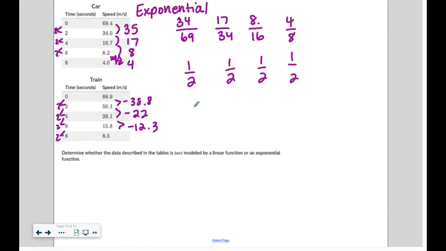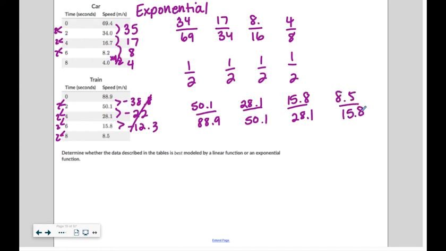So, but you want to be careful. It doesn't have to be exponential. I'm just asking you if it's linear or exponential. This one is not, so I'd be looking at the ratio. So I'd do 50.1 over 88.9, 28.1 over 50.1, 15.8 over 28.1, 8.5 over 15.8. Now this one I use the exact numbers, but I could round. I could do 50 and 89. I could do 28 and 50. I could do 16 and 28. I might do 9 and 16. Let's see what happens.